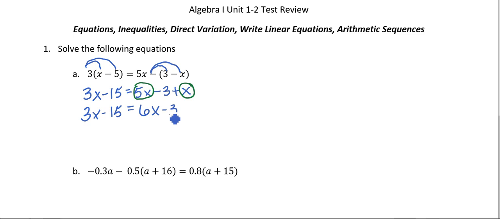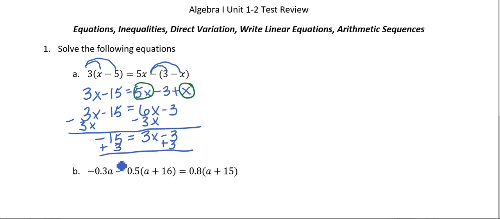And now I'll start to solve for x. I'm going to subtract 3x from both sides, so then I can have x on one side. Now I have 3x minus 3 equals negative 15. I'm going to add 3 to both sides, and I have negative 11 equals 3x. And I'll divide by 3. So x equals negative 11 over 3.